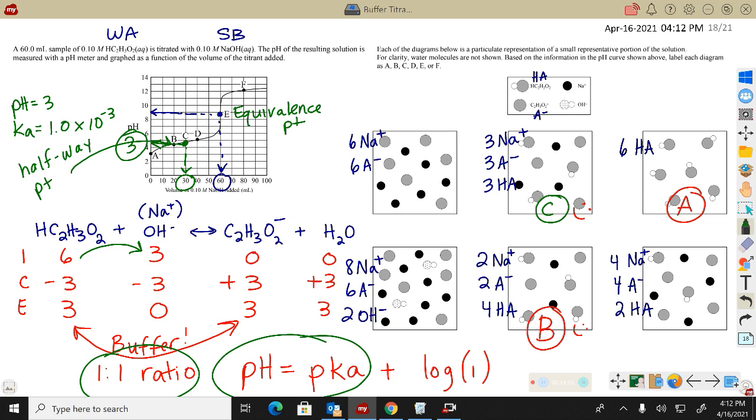Oh my gosh, that's magical. I do feel like we should practice that. And we will. That's a really important point on the curve. The halfway point and the equivalence point are the two most important points on that titration curve.